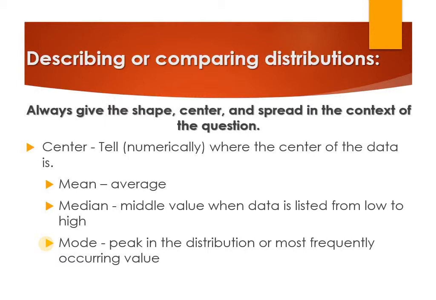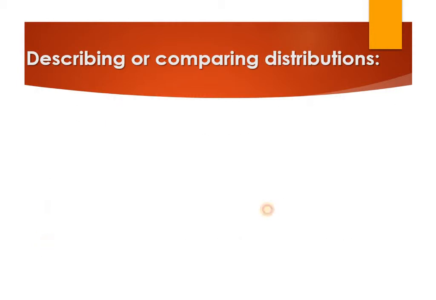But the only time mode really plays a role is if it's symmetric. Because if it's symmetric, your mean, your median, and your mode should all be pretty much the same thing. That's how you can tell something is good and symmetric. Okay? Shape, center, spread.